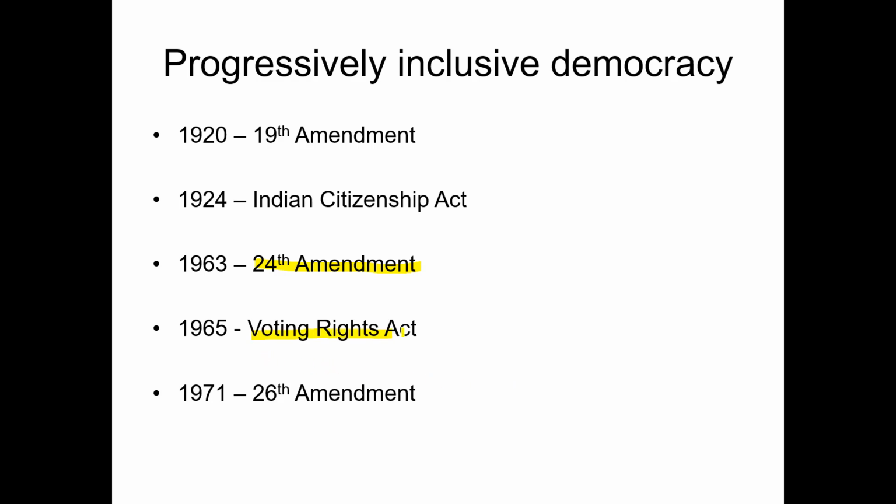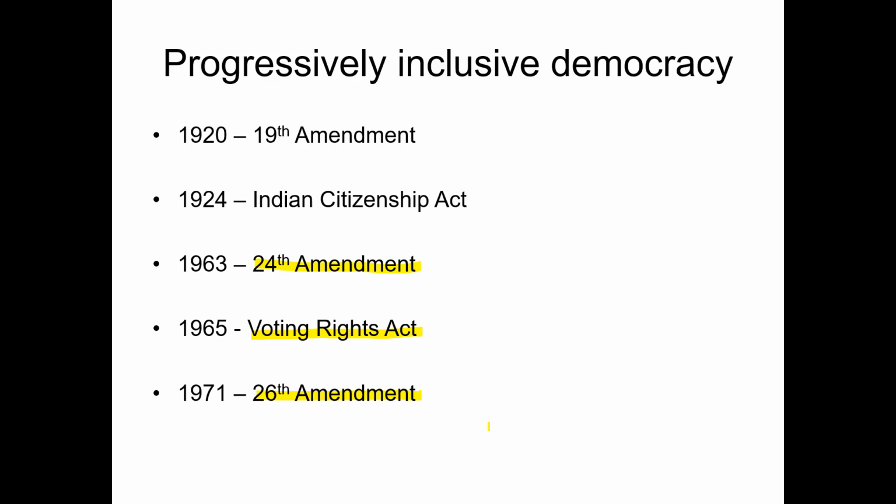In 1965, the Voting Rights Act opened up, particularly in the southern states, a little bit more voting rights, in that several states in the South were required to get federal approval before they made any changes to their voting requirements. And in 1971, the 26th Amendment lowered the voting age to 18 years old.